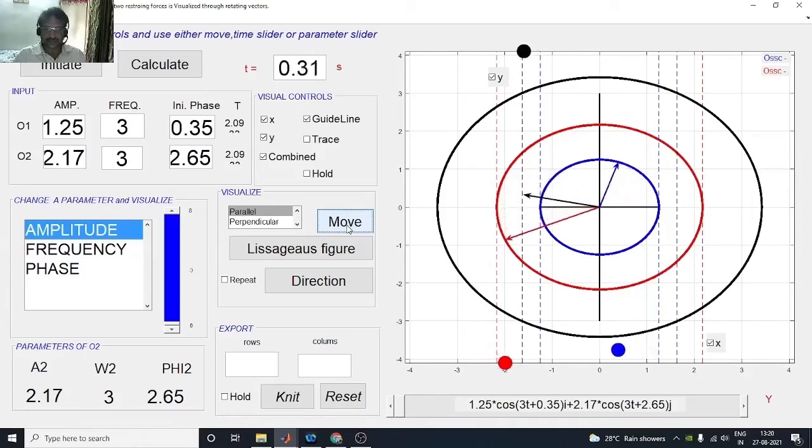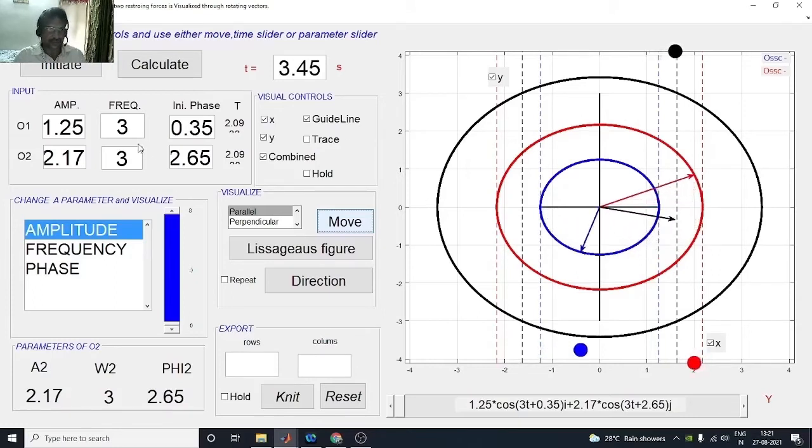Now the first observation which you can see is the black arrow is also moving on a circle, which implies that this combined motion is also a simple harmonic motion, and its angle with respect to both the oscillators is not changing. Hence it is also going with the same frequency. Hence it will have a same frequency of 3, amplitude between this, so amplitude is about 1.6 somewhere here, and it also had some initial phase.